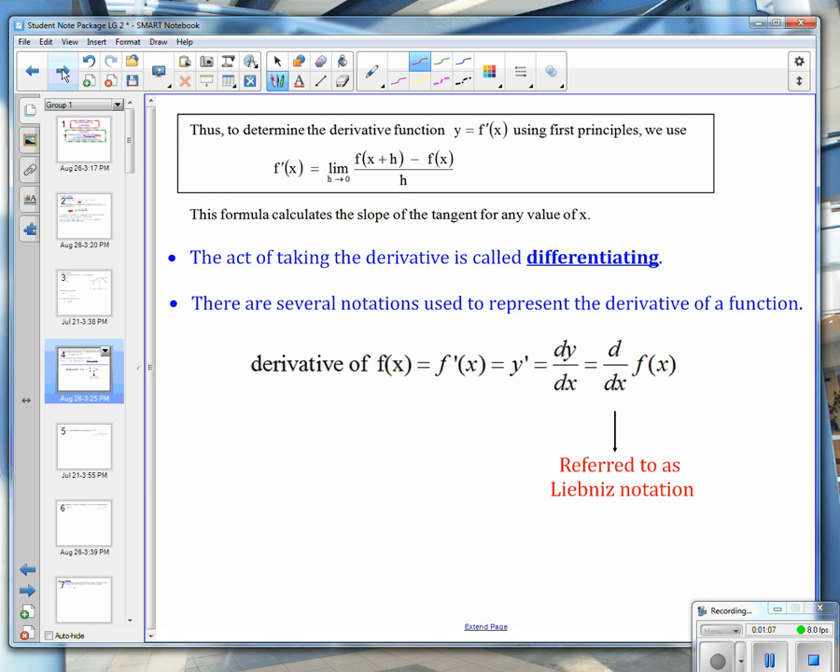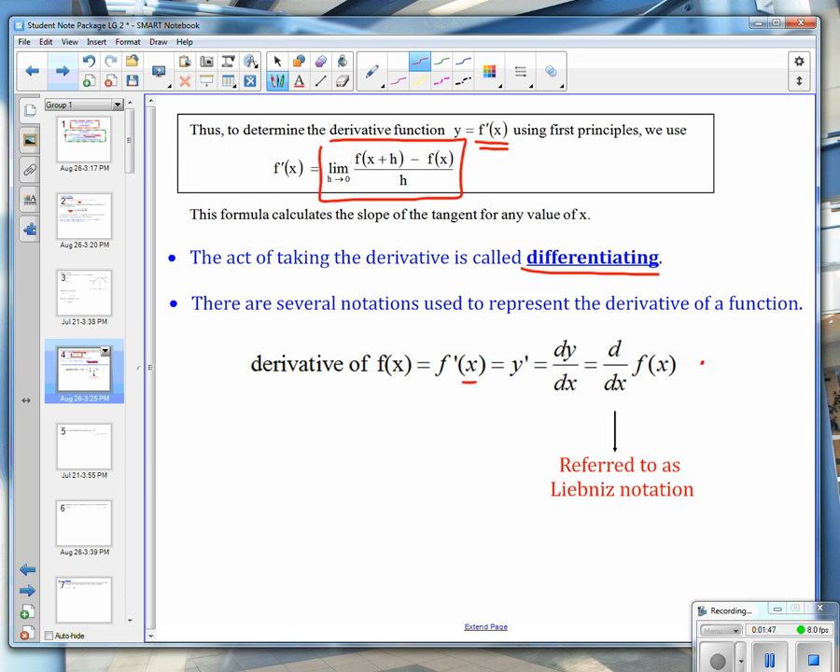Here, if I skip to this guy, it's saying to determine the derivative function, this, which is a symbol which I'll get into in just a little bit when we're down here. This is a symbol for derivative, so we can find the derivative using first principles, again, using this formula here. The act of taking the derivative is called differentiating. This is just a keyword that I wanted to make sure you guys are aware of. Some of your questions are going to say differentiate the following, and that literally just means find the derivative of the following.